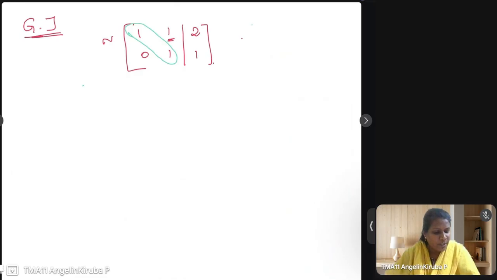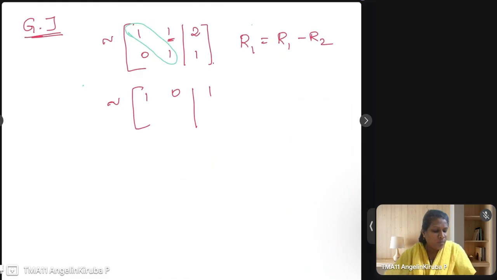So what transformation can we do now? R1 is equal to R1 minus R2, right? Which is equivalent to 1 minus 0, it is 1. 1 minus 1, it is 0. 2 minus 1, it is 1. Second row will come as it is.